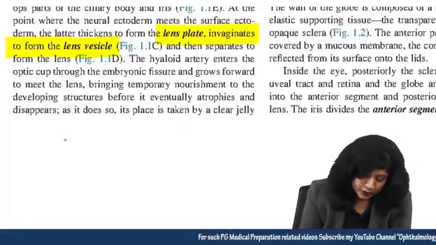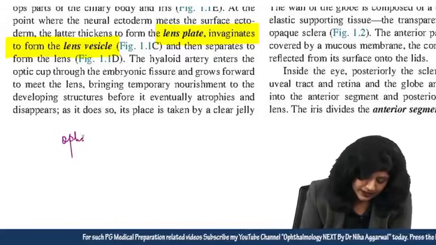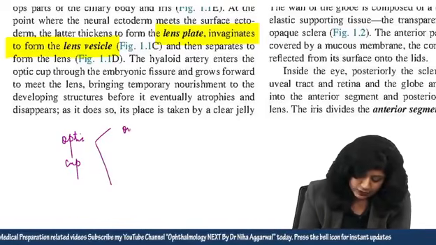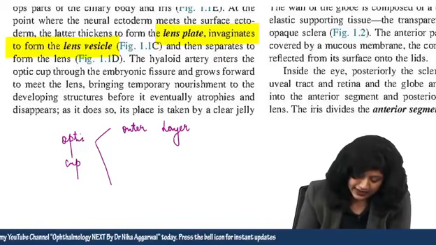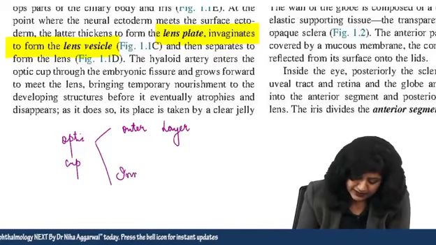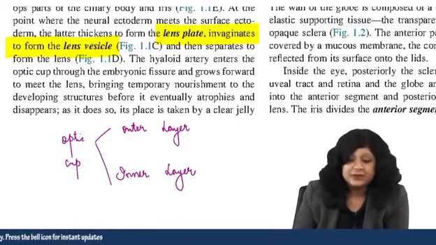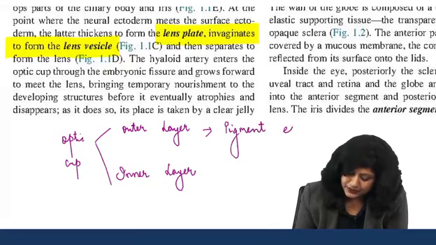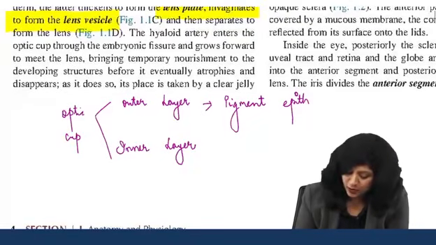They have told you that if you have this optic cup, I am having the outer layer, and then we have the inner layer. Outer layer and inner layer. So they have talked about this outer layer forming the pigment epithelium. It is forming the pigment epithelium of the retina.